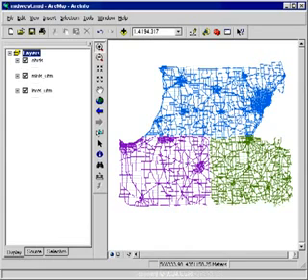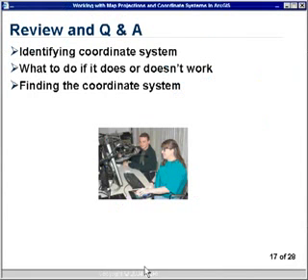So now I'm going to go back to my presentation and do a review and more questions and answers. We talked about identifying the coordinate system. How do we do that? And then what to do if you can or cannot get it to work. And we also talked about how you find the coordinate system information on a data set when you need to update it. And now I'll turn it over to Ian to help answer some of your questions.